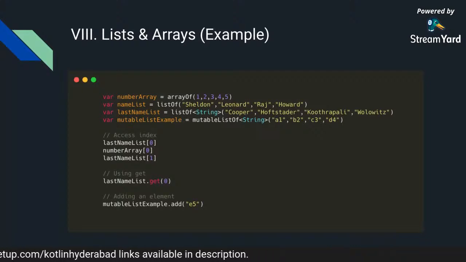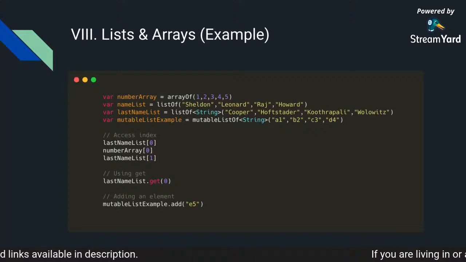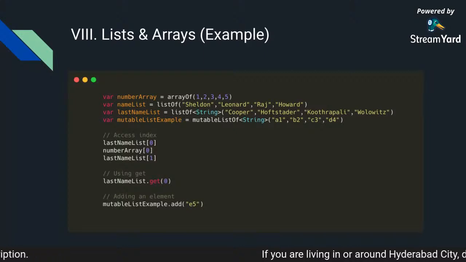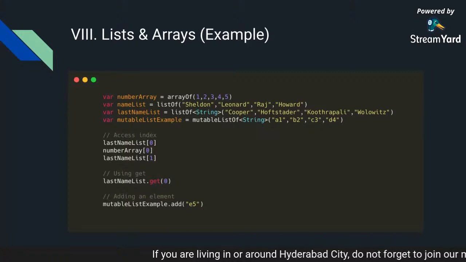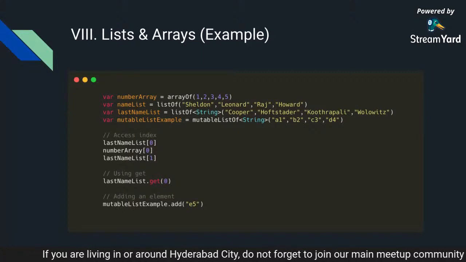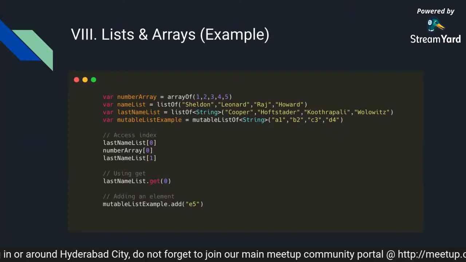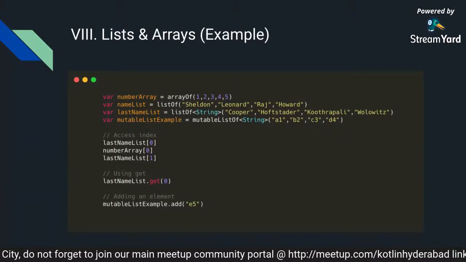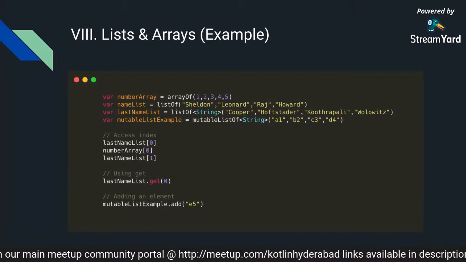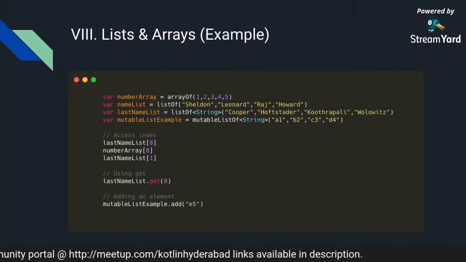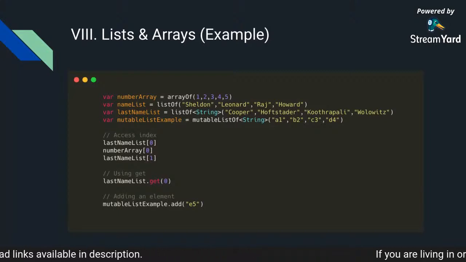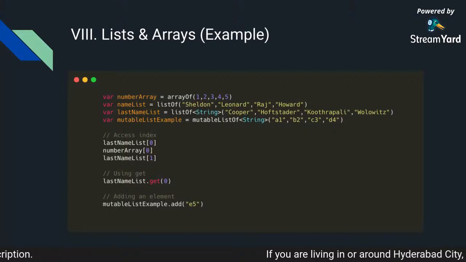There are a lot of things happening again over here. I have 4 declarations. We'll go through them one by one. First one is a number array. So what is the number array here? It's an array, and like I said, you declare an array with the keyword arrayOf. This is going to create an array which has these 5 elements inside it, which are integers.